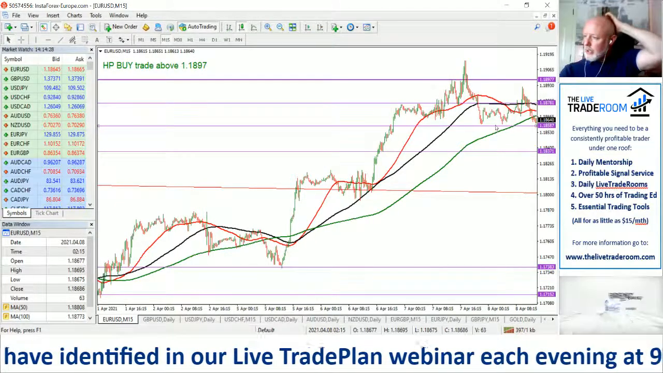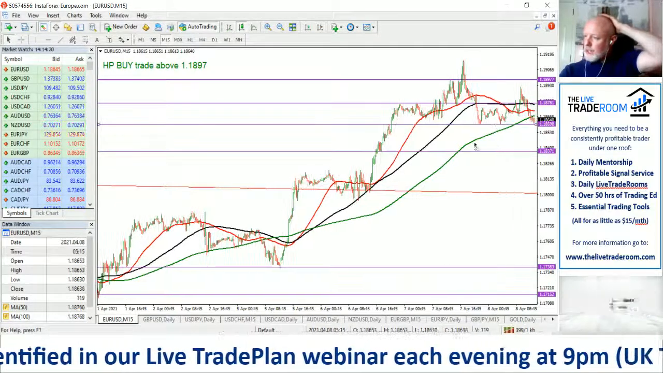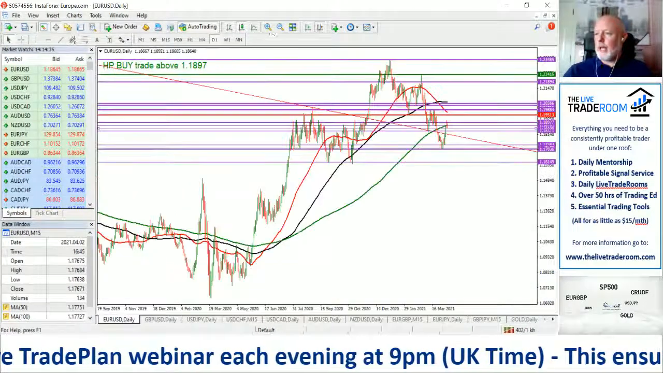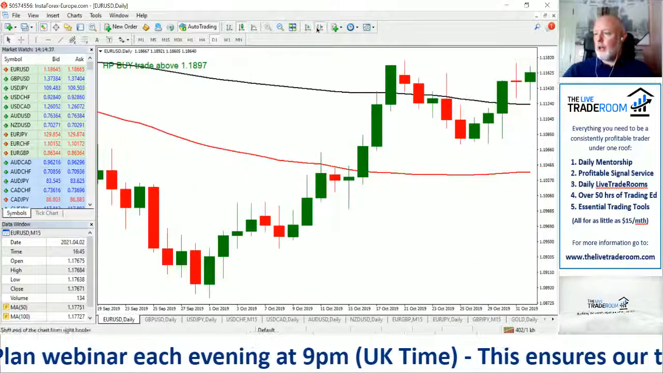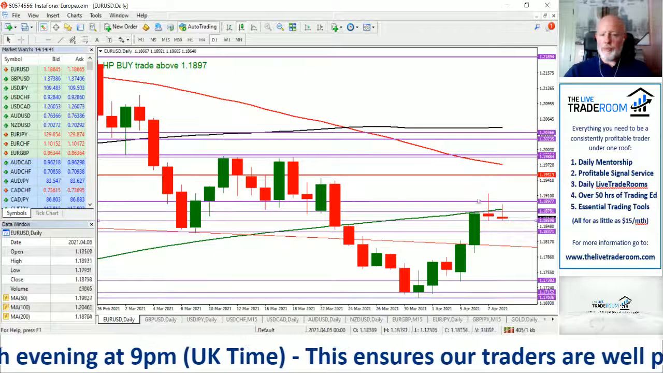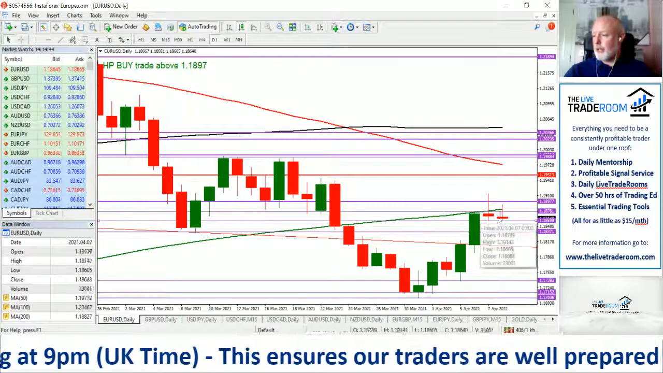So certainly not explosive by any stretch, and there's been a threat really from a little bit of dollar strength within these markets. There's definitely a couple of rejections to the upside as far as the euro dollar is concerned.